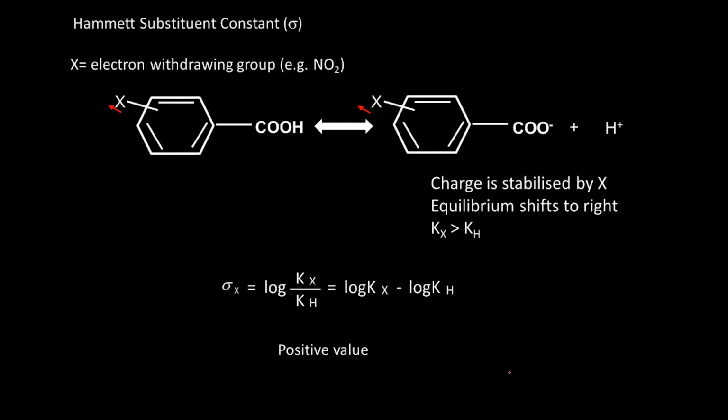Agreed. So for sigma X, we have the electron withdrawing group, for example NO2. The charge is stabilized by X. The equilibrium shifts to the right. That is, Kx is greater than Kh, where Kh means unsubstituted and Kx means substituted. So for an electron withdrawing group, the equilibrium is shifted here, Kx is greater than Kh. So sigma is a positive value.